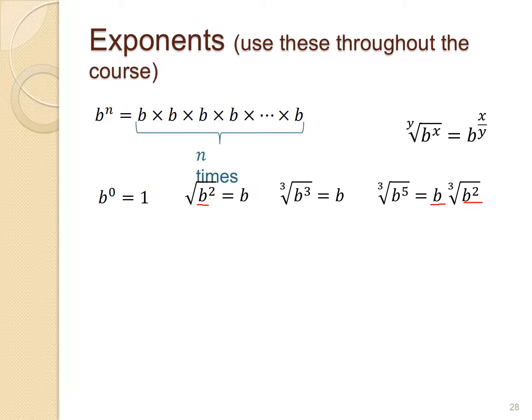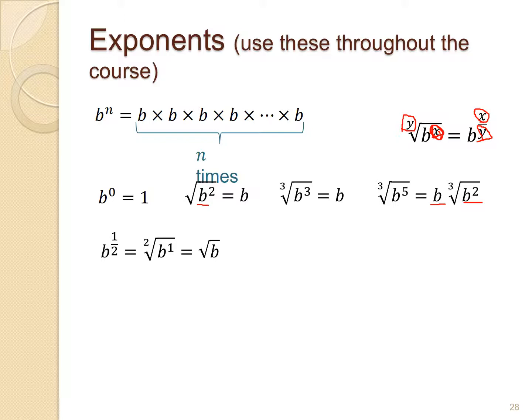If you have b raised to the power of x over y, that equals the y root of b to the x. So again, remember that the y always is the bottom number. The denominator is always associated with the root. And the top number, the numerator, sticks with the b and goes inside of the y root, or the square root, or whatever it may be.